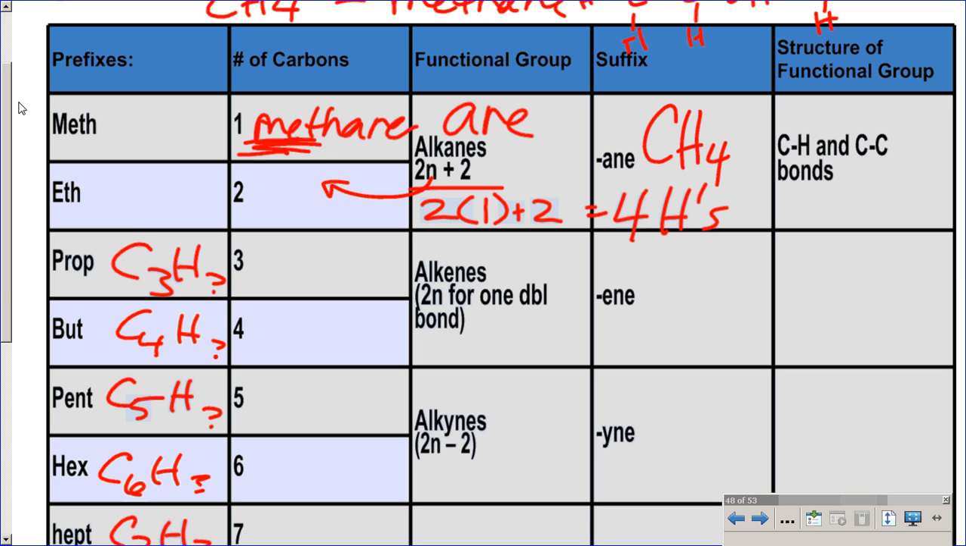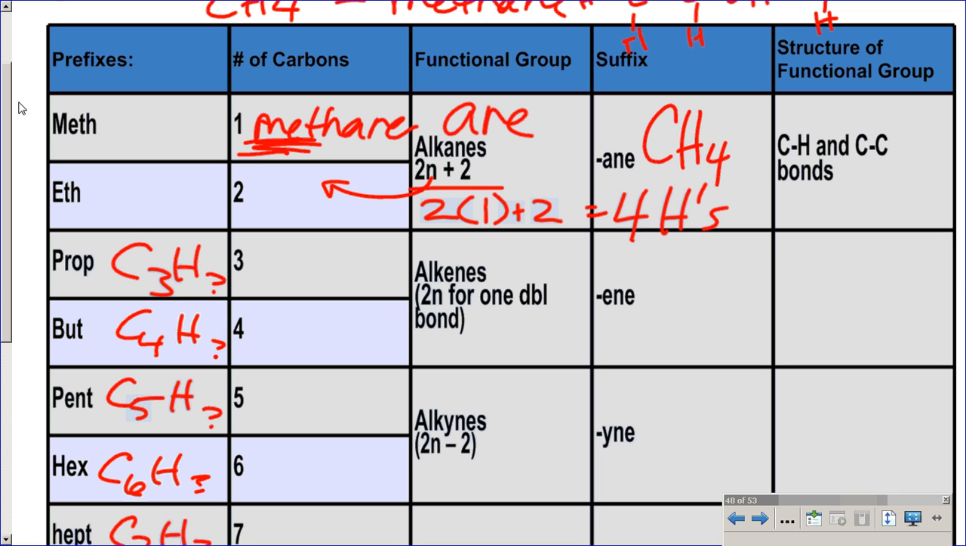So let me give you another example. Let's do propane. Think for a second. What does prop mean? Prop means 3. Propane means 3 carbons. How many H's? 3 times 2 plus 2, so that's 6, that's 8. Right, we have 8 H's. Put that together: C3H8.